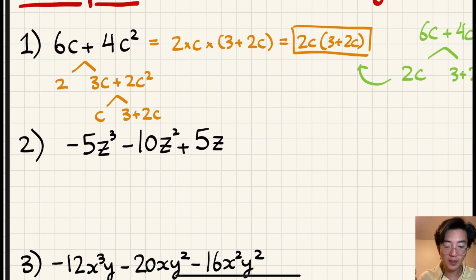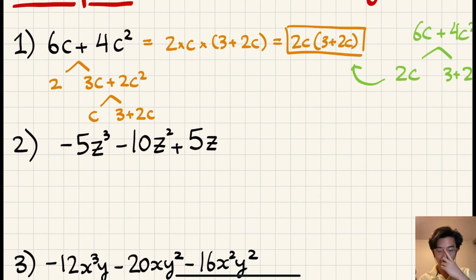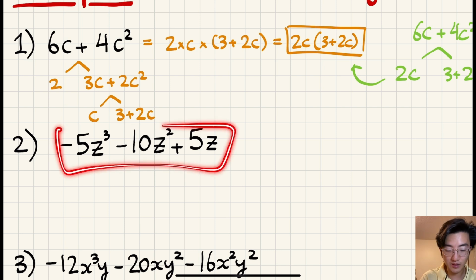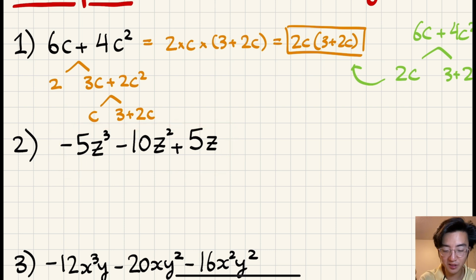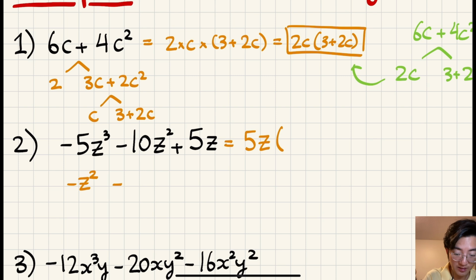Next question here. We notice quickly that all of the terms here are divisible by 5. We can also notice that all the terms are divisible by z, so we can take a z out of each of them. If we take out the 5z here, if we divide the first term by 5z, we get minus z squared. The second term, we divide by 5z, we get minus 2z. And the last term, if we divide by 5z, we get a plus 1.